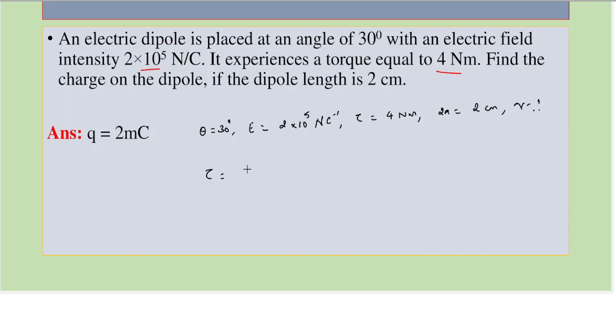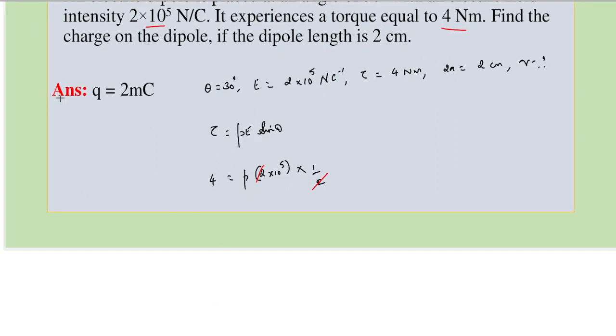Let's recall that torque is equal to p into E into sin theta. Here torque is equal to 4. 4 is equal to p, we'll just write p as it is now, E is 2 into 10 power 5, into sin theta, sin 30, which is half. So this half gets cancelled, and what remains would be p is equal to 4, and if you bring it on this side, it becomes 10 power minus 5.